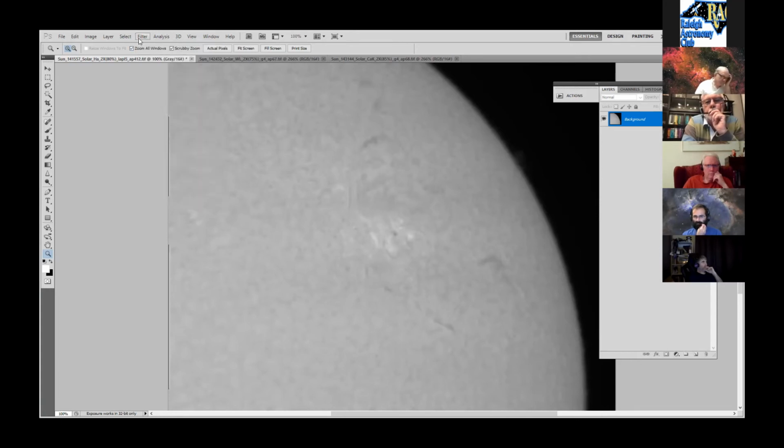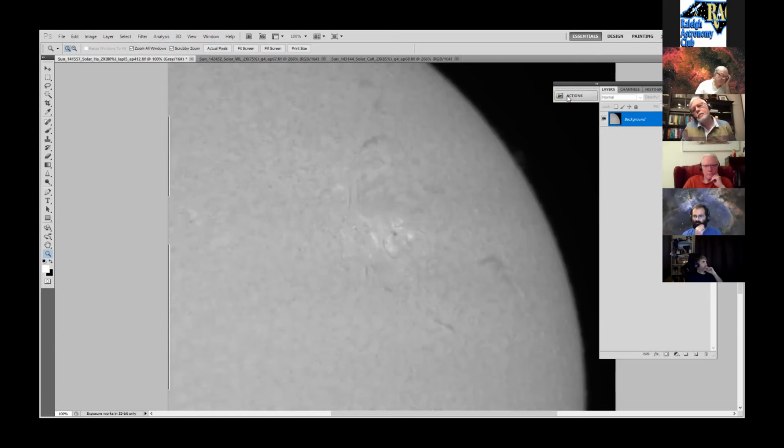So it's starting to look better. Probably do it again. Maybe I'll do it one more time. Okay, there you go. So you see, it looks a lot better. Now you can actually start to see the prominence better right here.